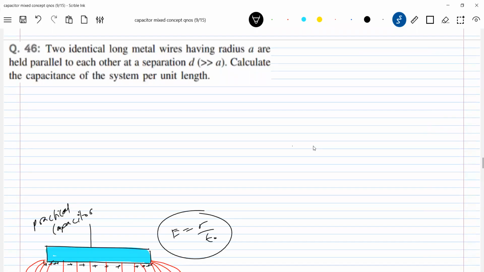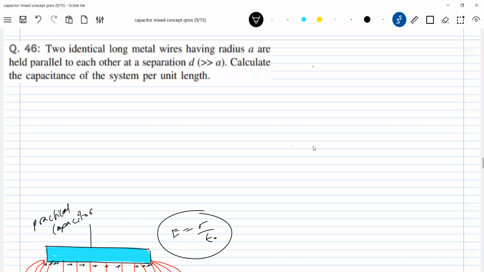Two long metal wires having radius a are held parallel to each other at separation d. Calculate the capacitance of the system per unit length. Even two wires will have capacitance. So what is the basic method we have to apply?